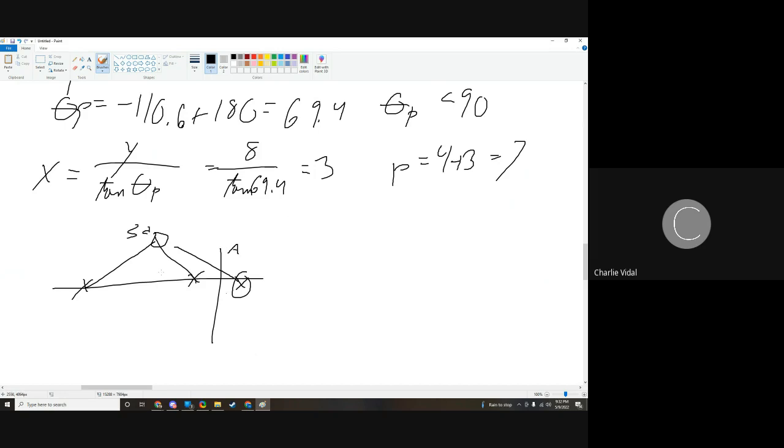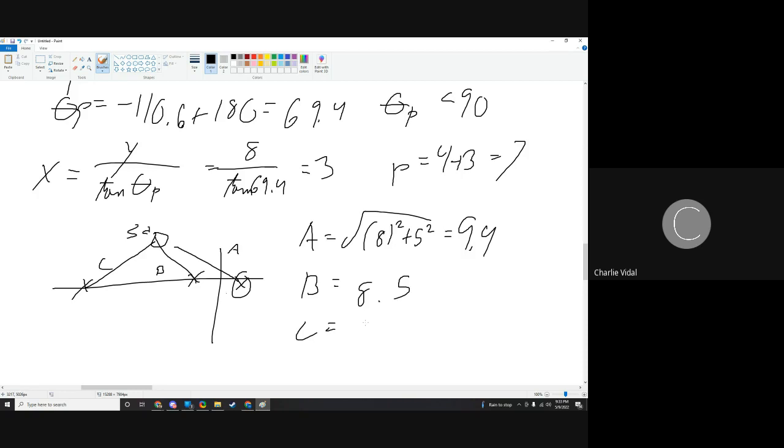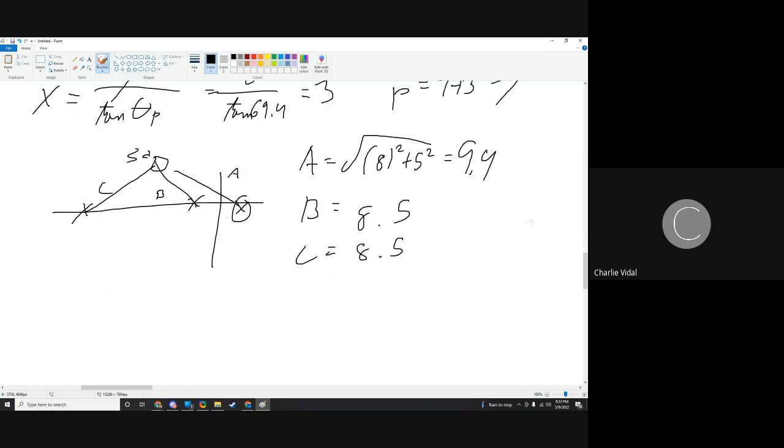This is a, b, c. A is equal to the square root of 8 squared plus 5 squared, 9.4. B, okay, I'm not going to write all of these. It's 8.5, and C is equal to 8.5 as well. You guys should be able to figure out why that is. K and KD.